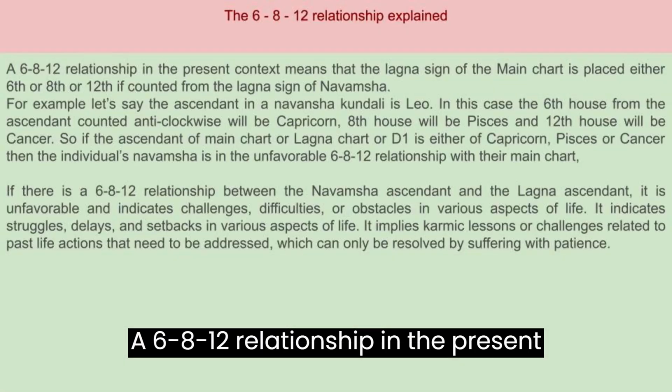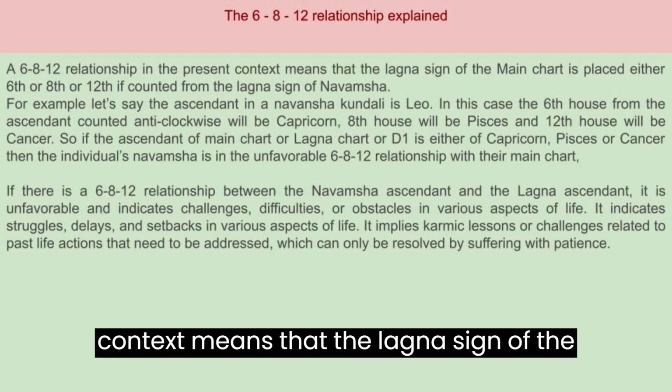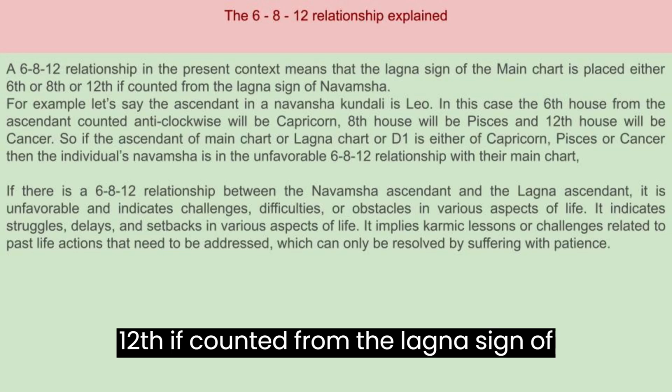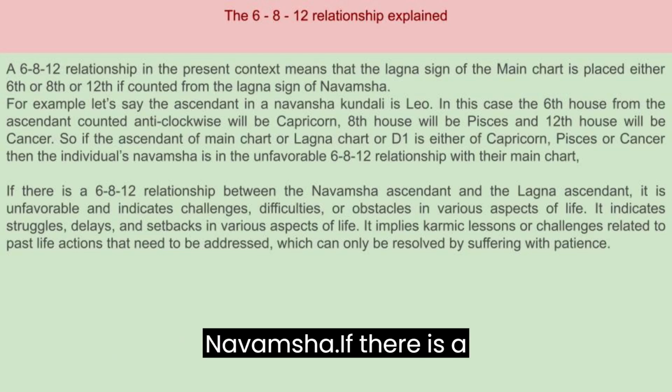A 6, 8, 12 relationship in the present context means that the Lagna sign of the main chart is placed either 6th or 8th or 12th if counted from the Lagna sign of Navamsha.